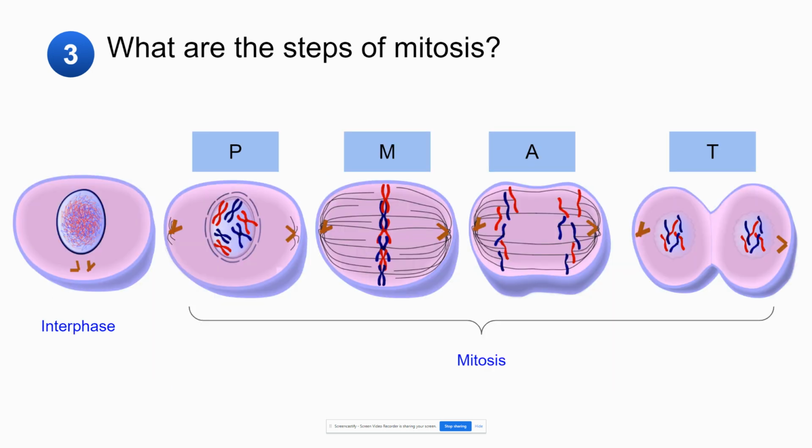Here are the 4 major steps that will take place during mitosis. To help you remember the order of these steps, I want you to memorize PMAT. P-M-A-T. Make a little note somewhere on your paper that this acronym will help you remember the steps in order. PMAT. So those are the steps of mitosis in order.